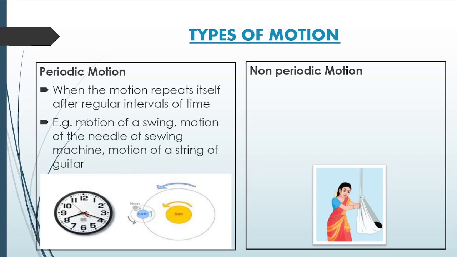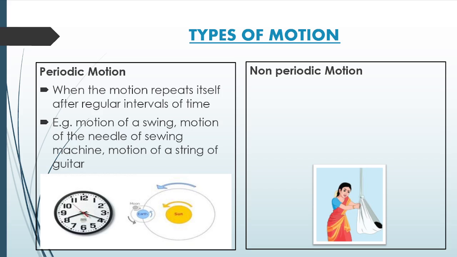Periodic motion is when the motion repeats itself after regular intervals of time. For example, the motion of a swing, the motion of the needle of a sewing machine, the motion of a guitar, the motion of the hands of a tabla player on the tabla has to be periodic motion, because if the motion is not periodic, then the tone changes and the music would not sound so rhythmic. Rhythm in music is all about periodic motion.